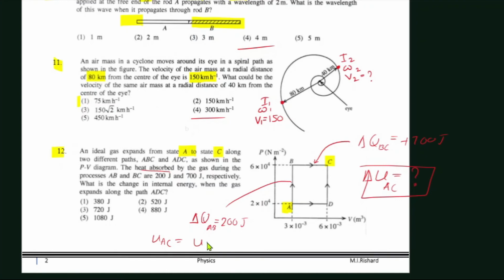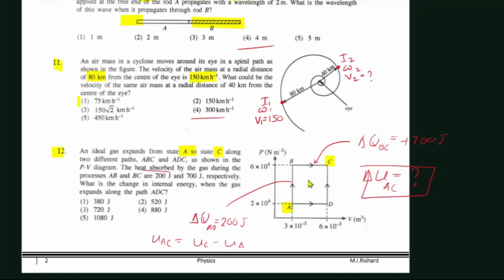UAC is UC minus UA. The energy at this point minus the energy at this point, right? So the energy change is this. It doesn't matter whether you go from this path or this path, it's the same. It's not going to change. It's always UAC, that is UC minus UA. It's path independent. All right, so let us solve this problem.